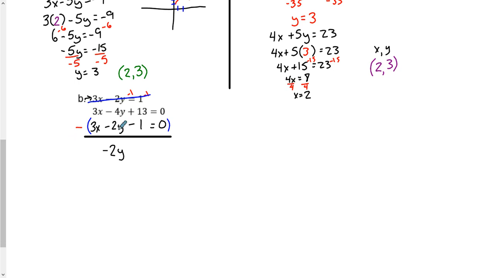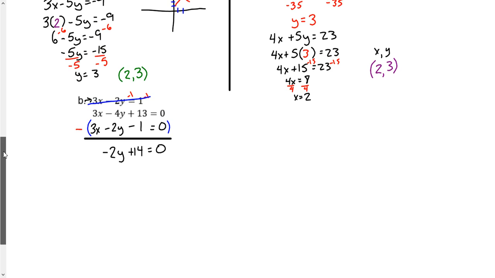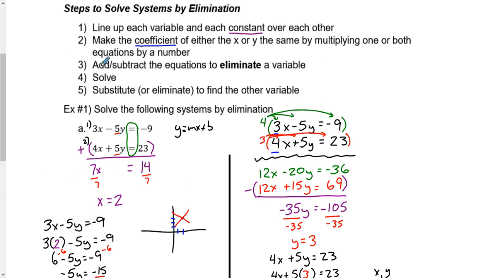Negative 4 subtracting negative 2 is negative 2y. 13 subtracting negative 1 is positive 14. Now I have a nice equation that I can solve for my y, because that is my next step. I've already added, subtracted. Now I just have to solve.